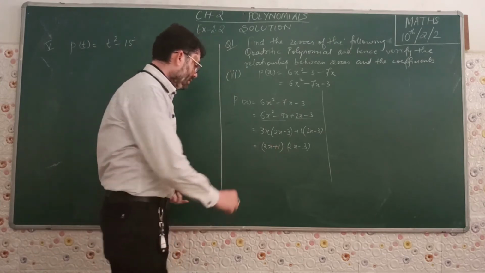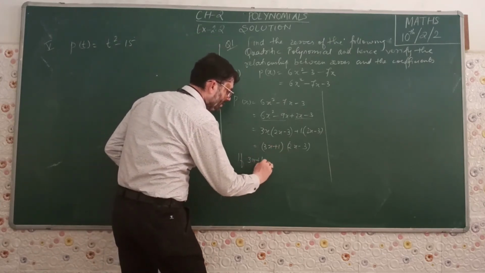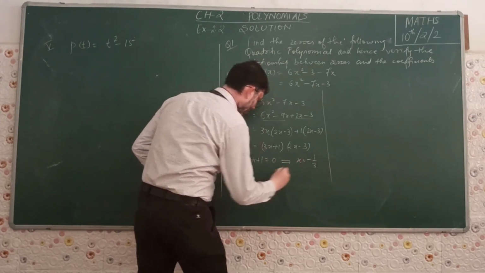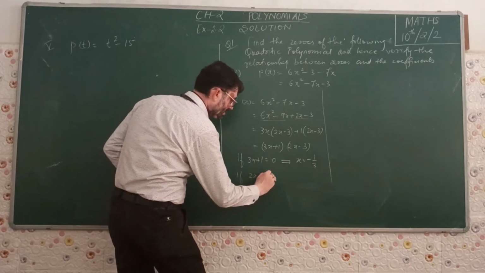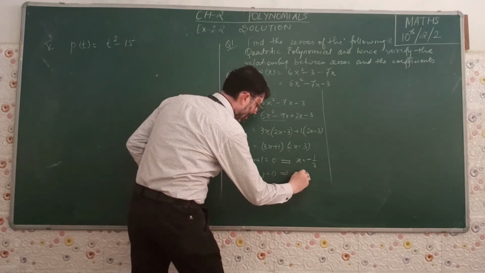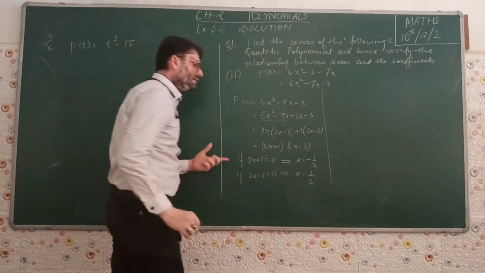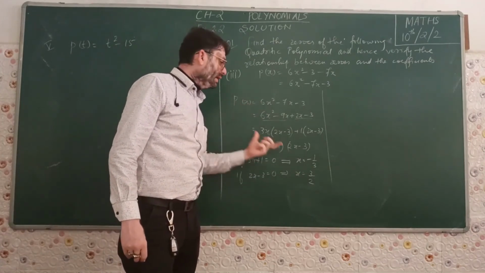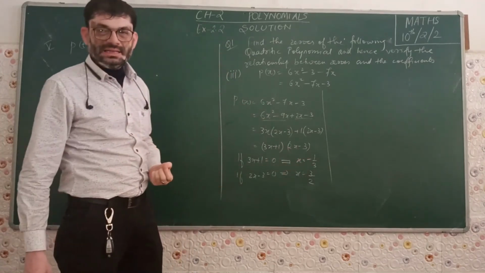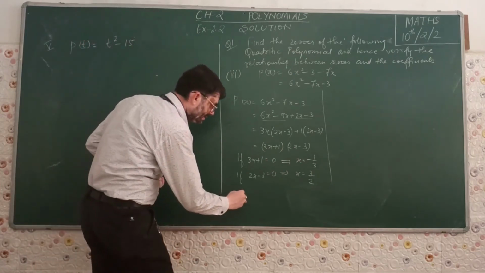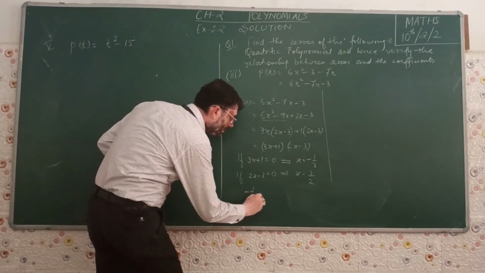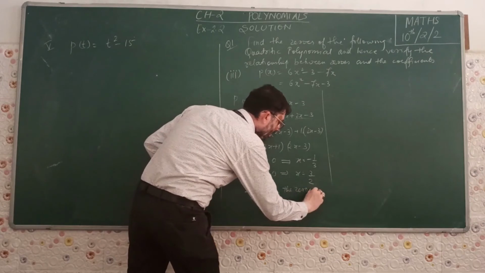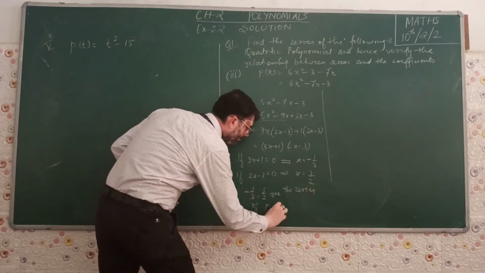If 3x plus 1 is equal to 0, then we will have x is equal to minus 1 upon 3, and if 2x minus 3 is equal to 0, then we will have x is equal to 3 upon 2. So these two values are those values which will make the polynomial 0, and hence can be considered as the zeros of the polynomial, that is minus 1 by 3 and 3 by 2 are the zeros of p of x.